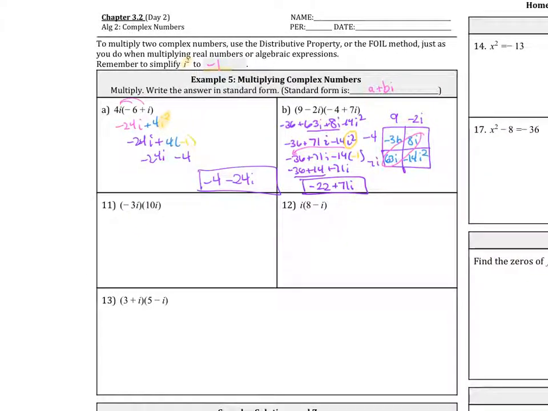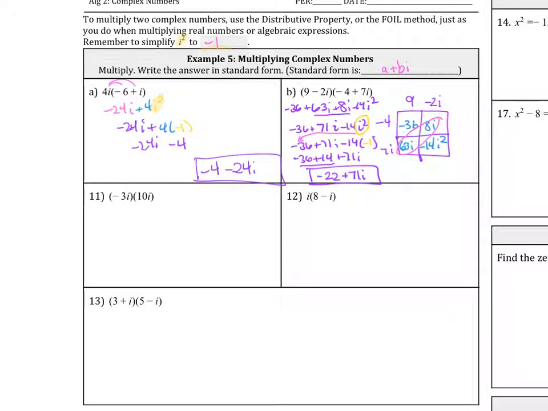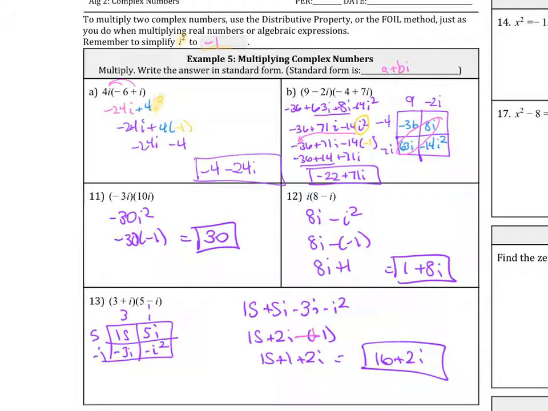So go ahead and try number 11, 12, and 13 here. So we tried this out. Number 11, you would get -30i squared. Remember, i squared becomes a -1, so -30 times -1 is a positive 30.